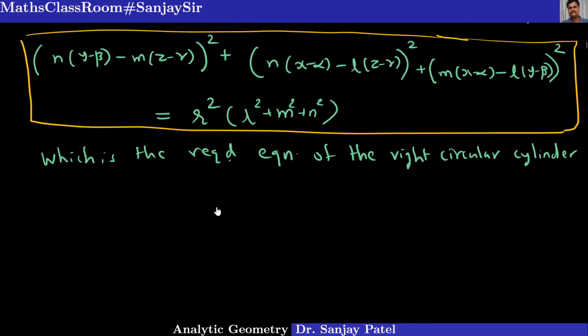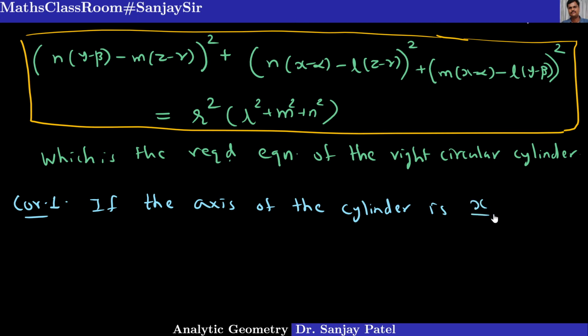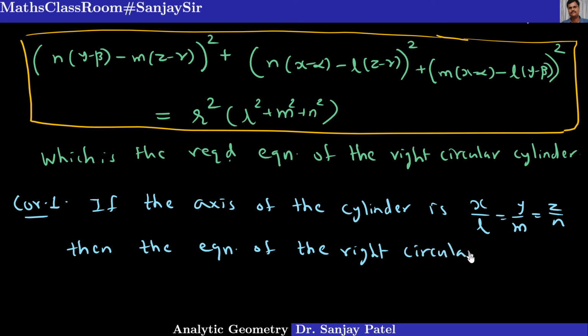Again, if the axis is passing through the origin, what you will get as a special case of this equation, which I am writing as corollary number 1: if the axis of the cylinder is passing through the origin, or is of the form x upon l is equal to y upon m and z upon n, then the equation of the right circular cylinder is obtained by just putting alpha, beta, gamma 0 in these equations.